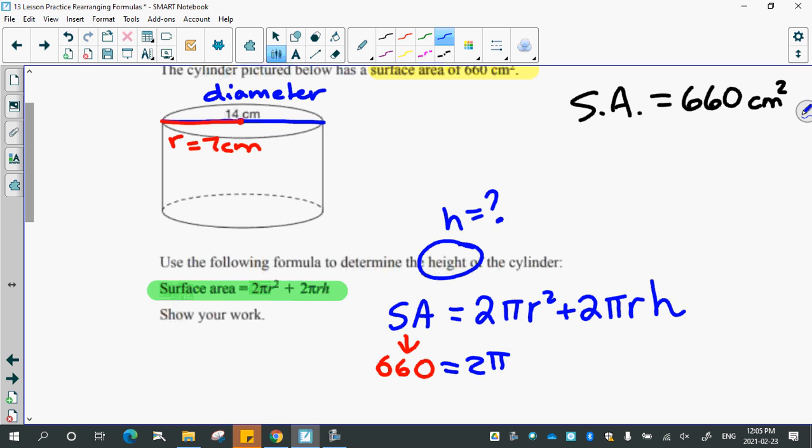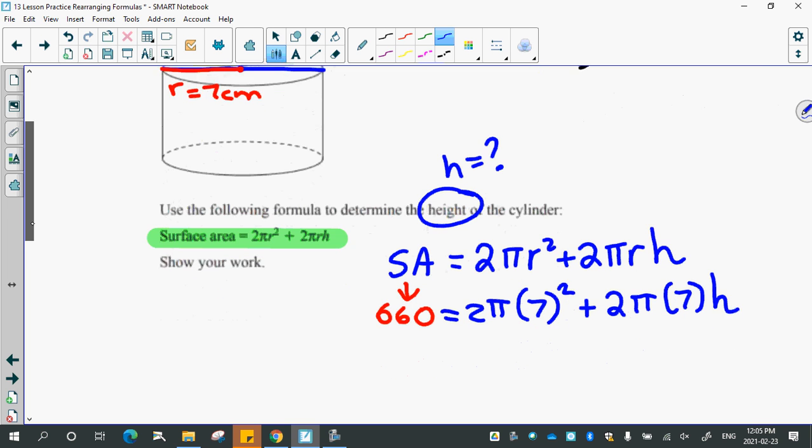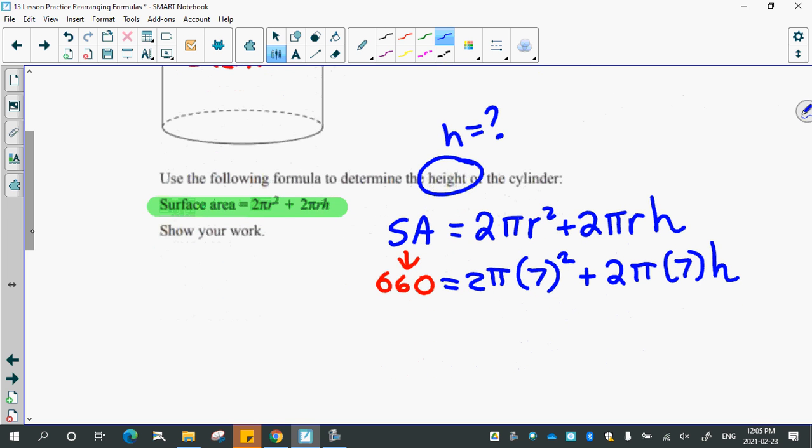And I can replace r with 7, but because it's right beside the 2 pi, I need to use brackets, squared, plus 2 pi, and then I have to use brackets for r again. So once I've put all the number information they gave me in, what you notice is the only thing I don't know left is height, which is what they want me to find. Okay?